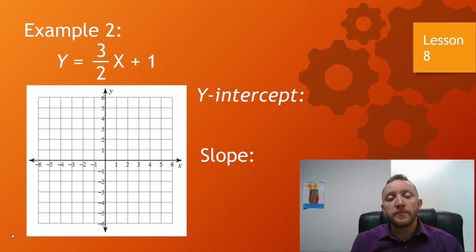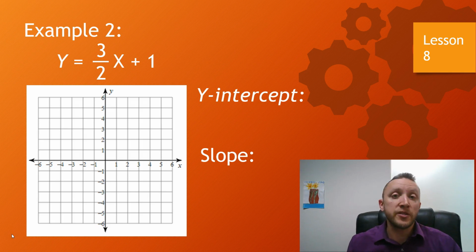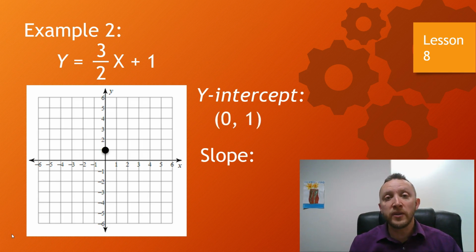Let's look at another example. So this time we can see that we do have a fraction for our slope. But let's start with your y-intercept, because you always need to have a starting point. And your starting point is going to be that y-intercept, and that y-intercept is going to be at 1. So let's put a point there.